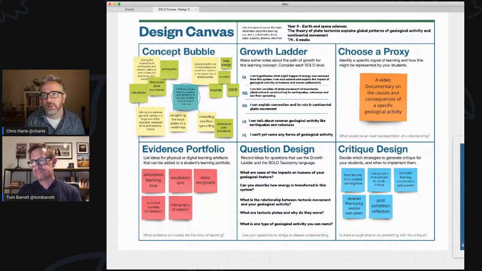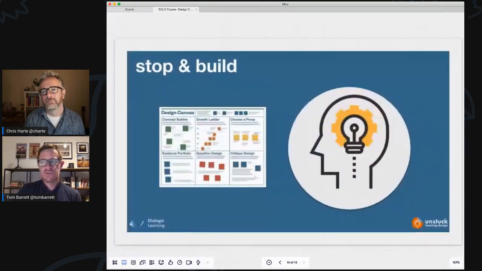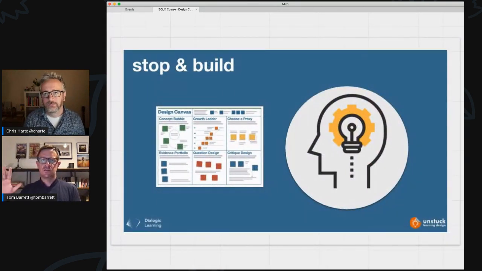Excellent. So, Tom, are we going to do a little bit of stopping and building? Yeah, I think we are. So this is an opportunity now for you to really spend some in-depth time with your own context in mind. We feel that we've set you up really well with the tools that you need, the provocations. Chris is taking you through a worked example there of how that design canvas might work. And this is the opportunity now for you to stop and download all the things that you need and start really to spend some time just building and designing yourself.